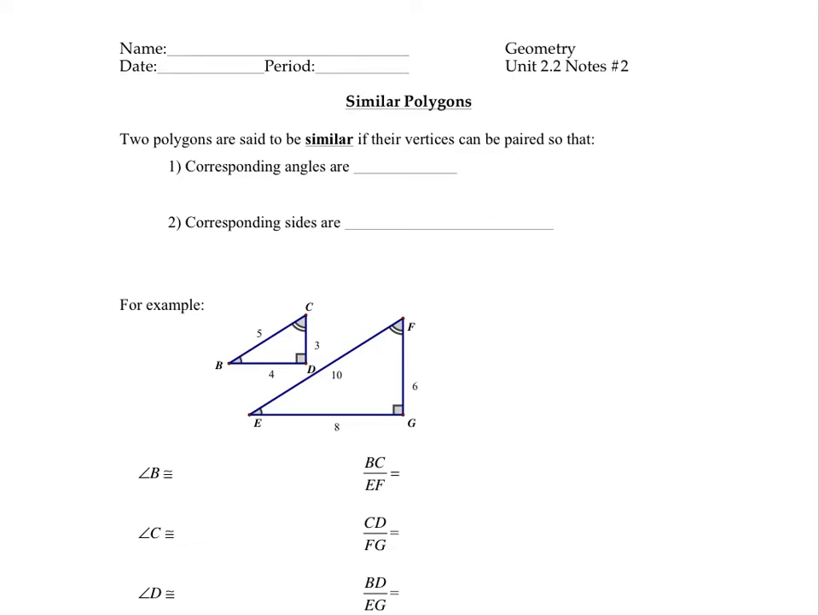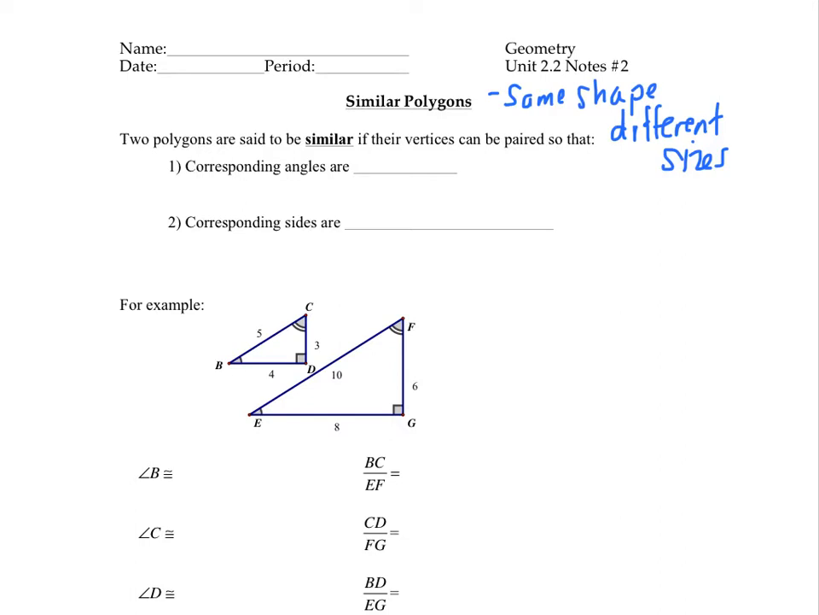Hey everybody, today's lesson from Unit 2.2 is about similar polygons. Two polygons are similar if they have the same shape, but they're different sizes. So in other words, two squares could be similar to one another, two triangles could be similar to each other, two hexagons could be similar to one another. They have to be the same kind of shape, but they will be different sizes.